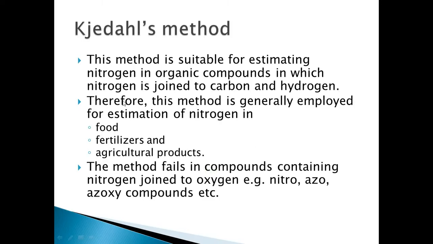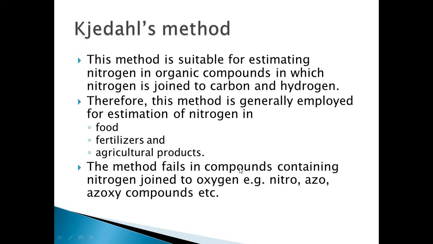Kjeldahl method is suitable for estimating nitrogen in organic compounds in which nitrogen is joined to carbon and hydrogen. Therefore, this method is generally employed for estimation of nitrogen in food, fertilizers, and agricultural products.